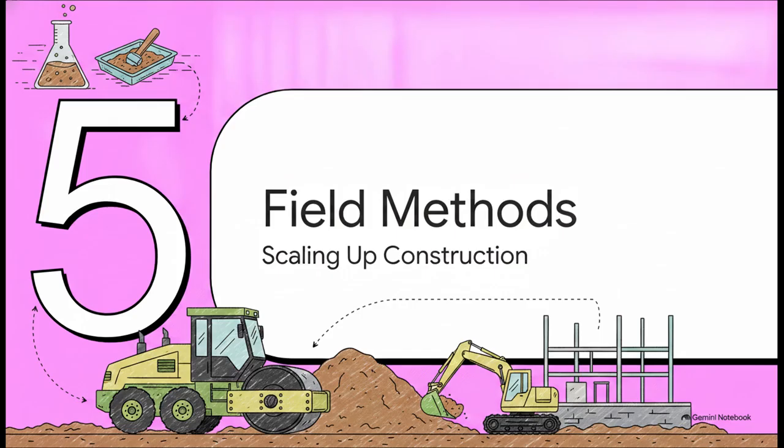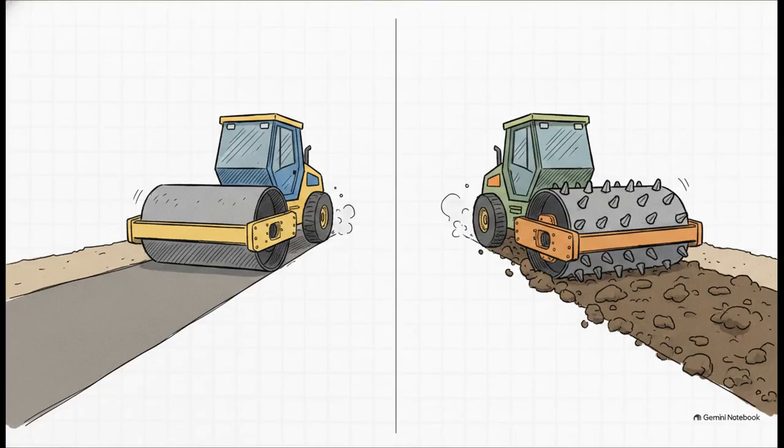Scaling Up for Construction. Out in the field, construction involves placing the earth in layers, spreading it, and mechanically compacting it. The heavy machinery used to pull off this massive industrial effort basically falls into 3 categories: rollers, rammers, and vibrators.